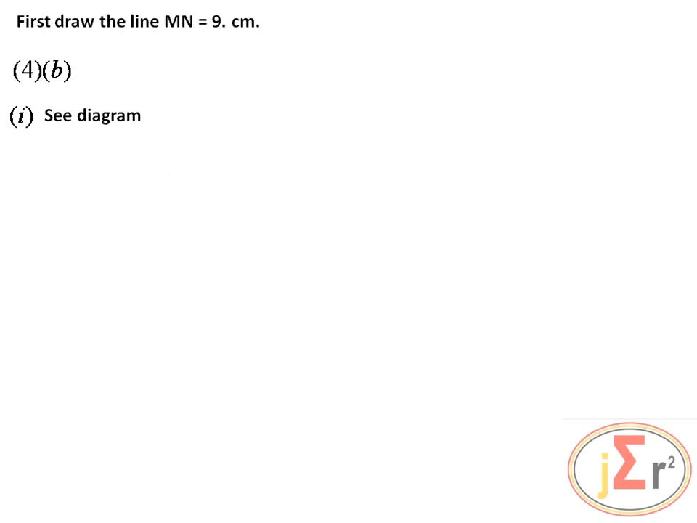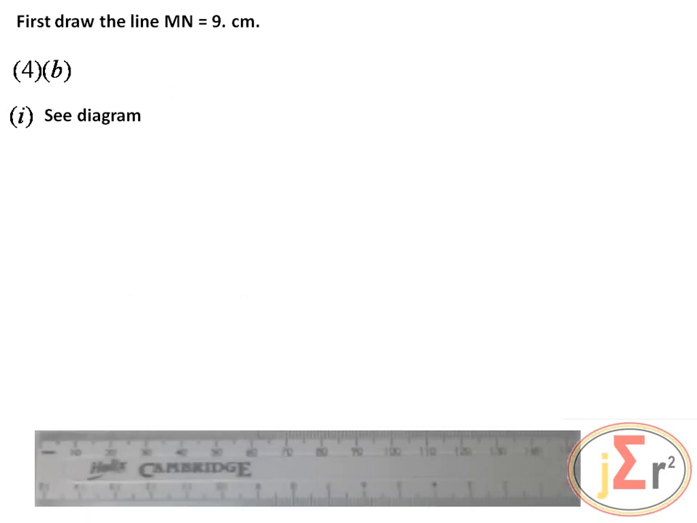First, draw the line MN equal to 9 centimeters. There's our ruler, 9 centimeters. Draw.